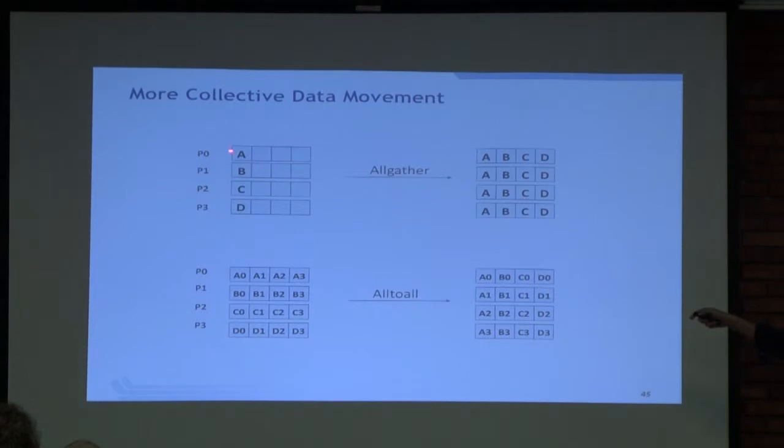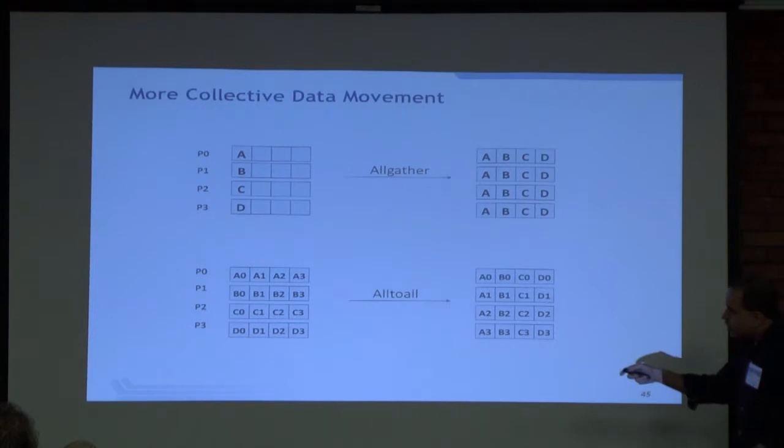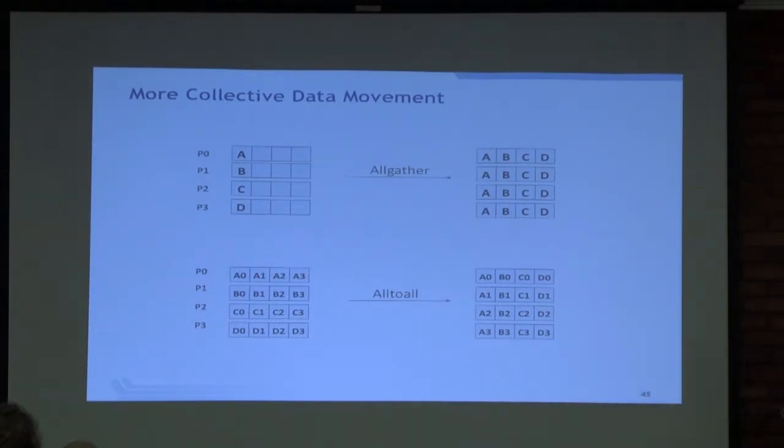See, the difference here is that everyone gets A from rank 0. So rank 0's contribution to this is just A, and everyone gets that A. Here, rank 0 has a different item for each: to 0 it wants to send A0, to 1 it wants to send A1, and to 2 it wants to send A2. So it's a unique contribution from each rank to every other rank.